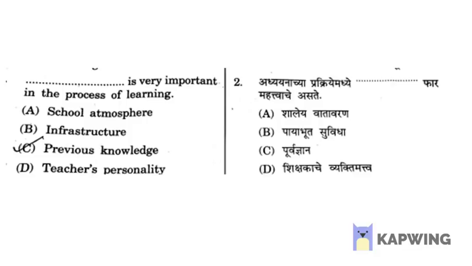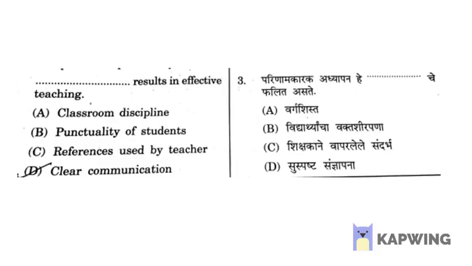Previous knowledge for explaining anything. If you don't have the previous knowledge or the background knowledge of that subject, it will be very difficult for a person to explain, or for a teacher to explain. So the correct answer is previous knowledge here. Now moving on to the next question.